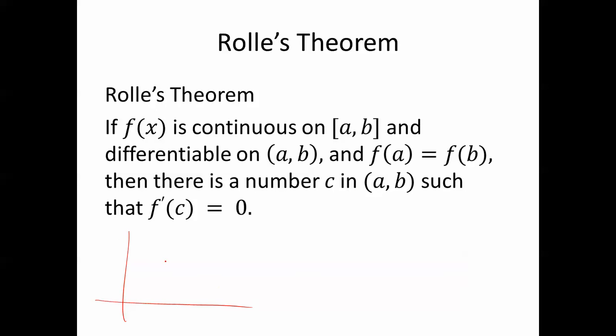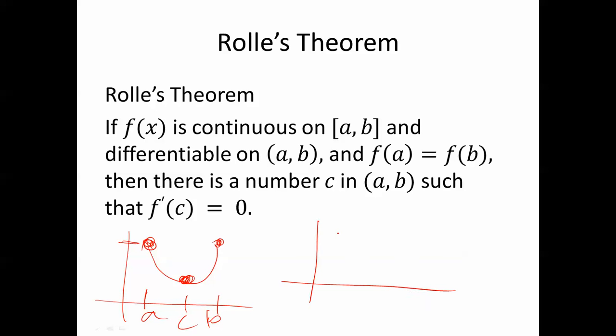What it's saying is that as long as you have a function f that's continuous and differentiable on the interval from a to b, and as long as f of a equals f of b, which we have in this case, there's going to be a number c between a and b such that f prime of c equals 0. Here, for example, would be the c. That's where the derivative is 0.